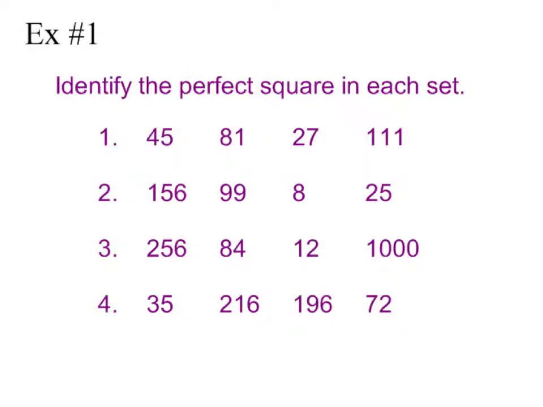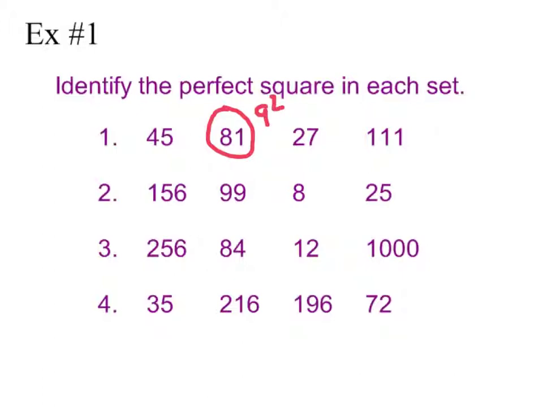With our previous definition in mind, take a moment to identify the perfect square in each set. Pause the video and give it a try. Did you choose the number 81 for the first one? It's 81 because 81 can be thought of as 9 squared.